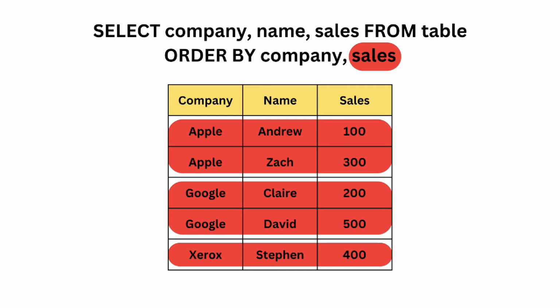And it's going to sort based off the order you provide. So it'll order by company first, and then by sales. Let's go ahead and explore some more examples in PG Admin on the DVD rental database.